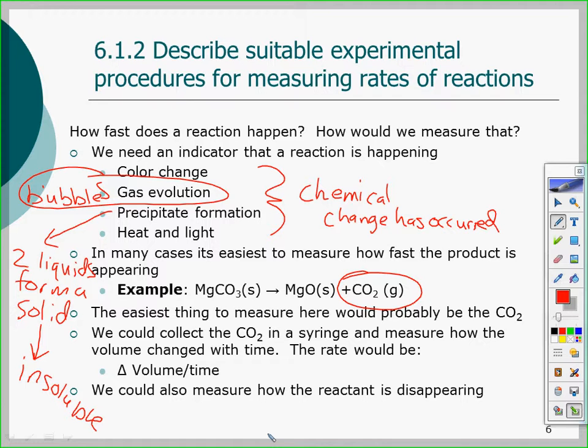We could collect the CO2 in a syringe and measure how the volume changed over time. The rate would be the change in volume over the change in time. So you just take the change in volume divided by the time. We can also measure how fast the reactant is disappearing. Okay? So there's many different ways to do that.